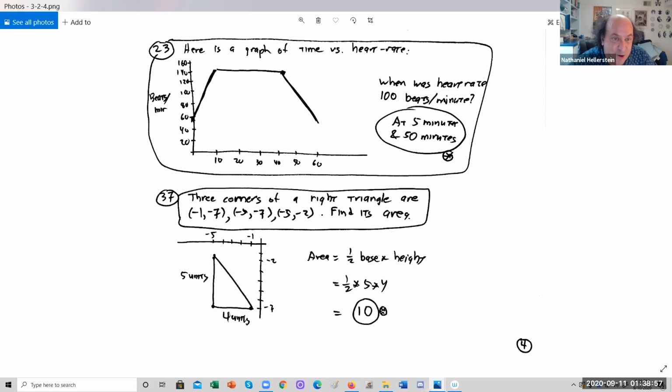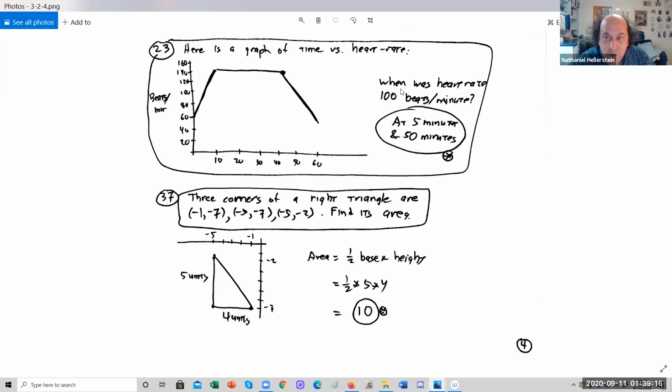At time 0, 60 beats per minute. After 10 minutes exercising, it rises to 140 beats per minute. It stays constant at 140 till minute 40. And then cooling off the next 20 minutes, it cools down from 140 back to 60 beats per minute.